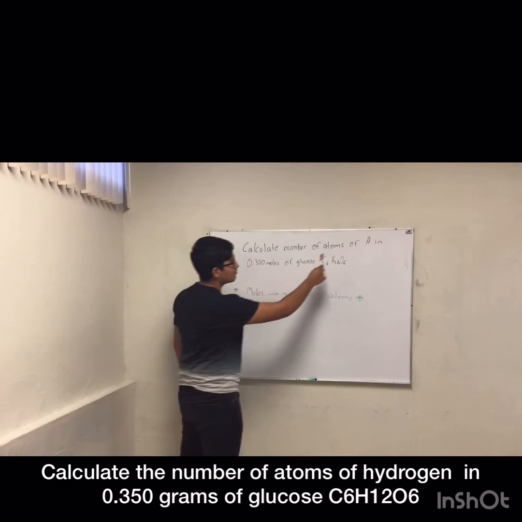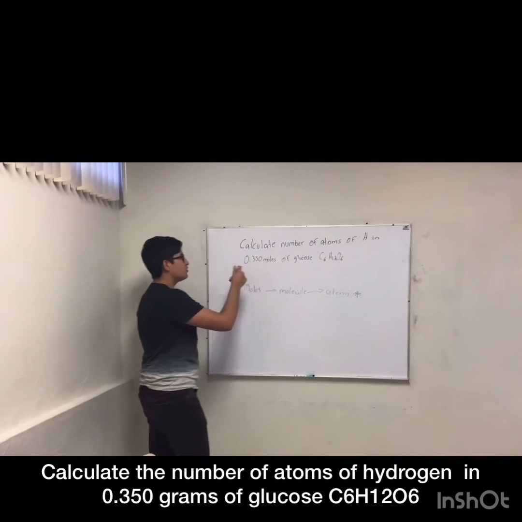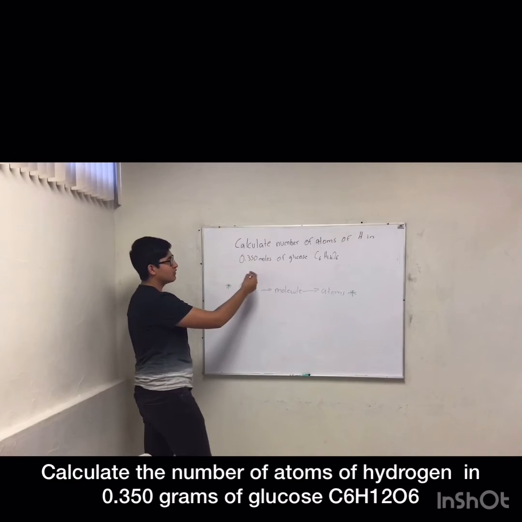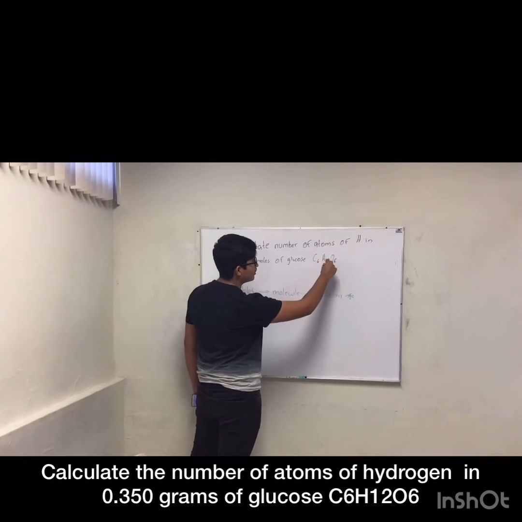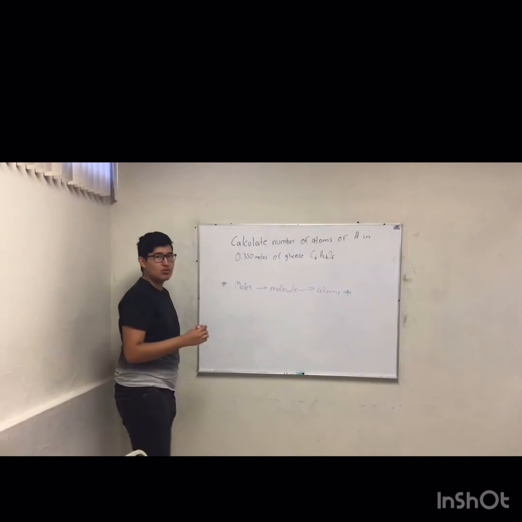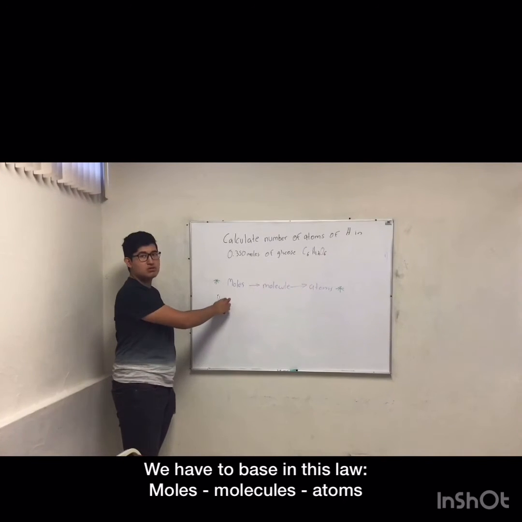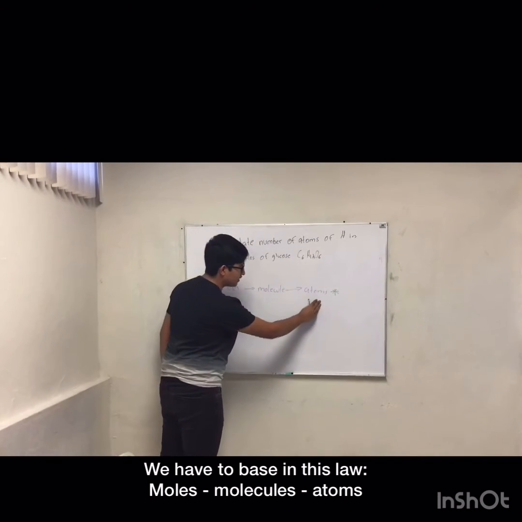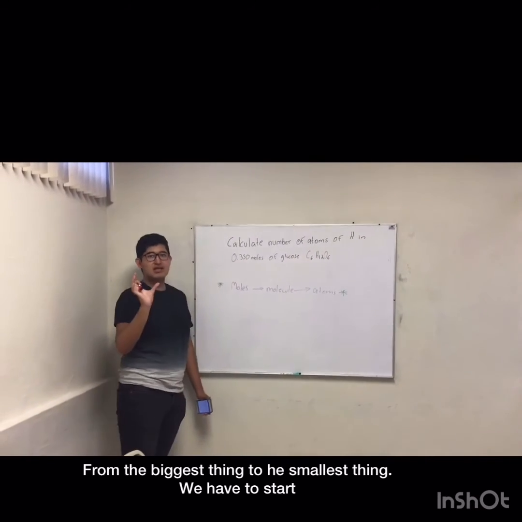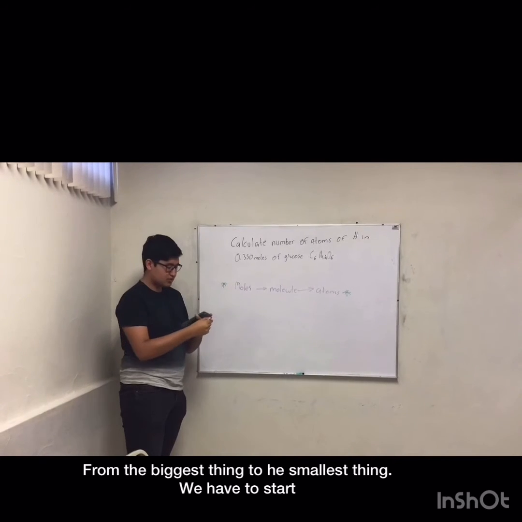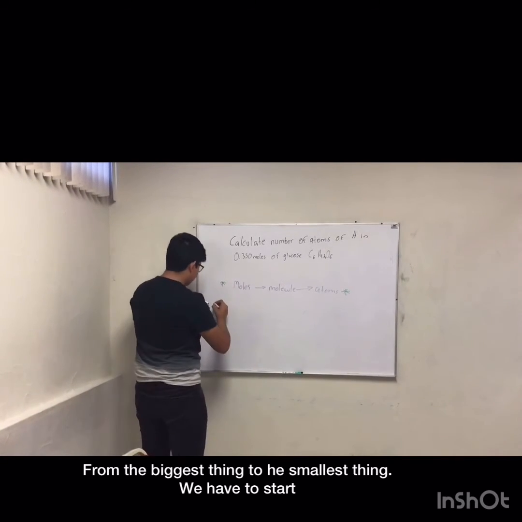Calculate the number of atoms of hydrogen in 0.35 moles of glucose, C6H12O6. We have to base on this law: moles, then molecules, and then atoms. From the biggest thing to the smallest thing. We have to start.